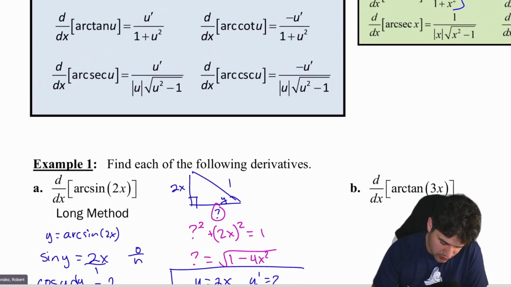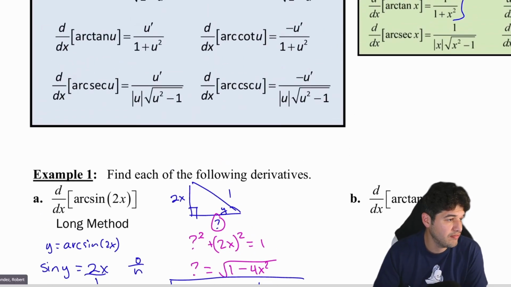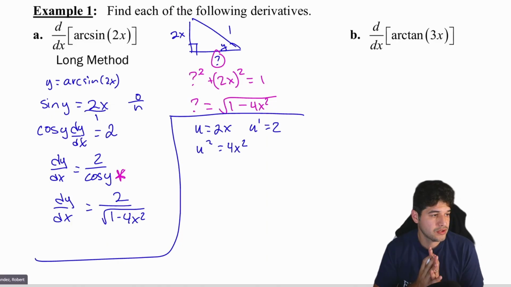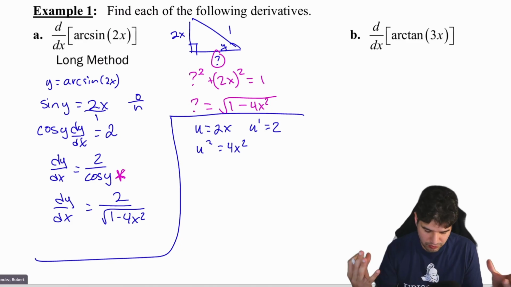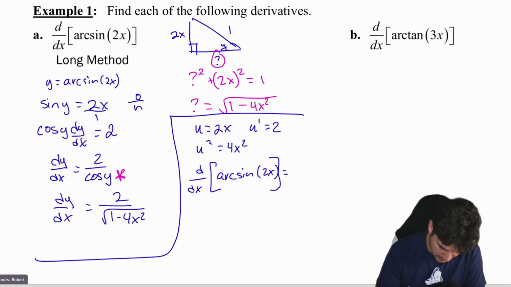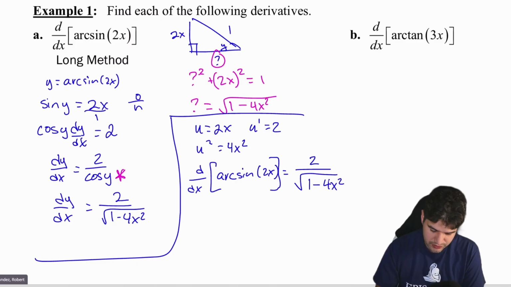And actually, if you look at our derivatives up here, they all have a u squared. So let's figure out what u squared is. u squared is going to be 4x squared. It's 2x times 2x, which is 4x squared. So if we memorize these, that means the derivative of arc sine of 2x equals u prime, which is 2, over the square root of, sorry, not u squared, it's 1 minus u squared, which is 4x squared. So that is going to be the exact same answer.